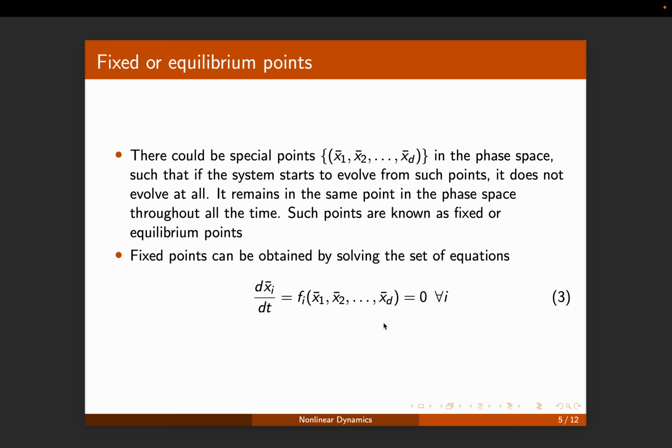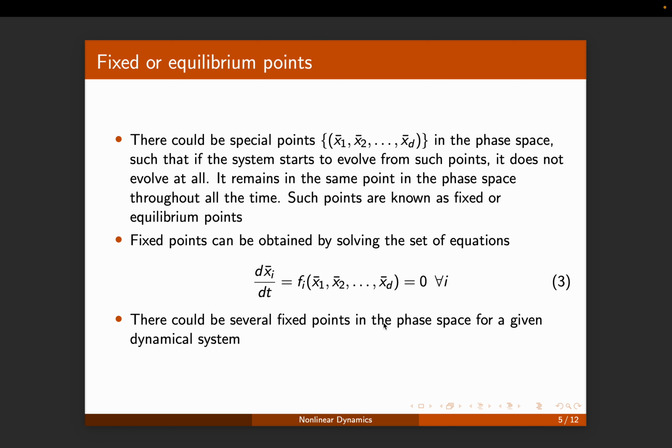Fixed points can be found by solving a set of equations. We equate all the dynamical equations to 0. This gives the fixed points, given in equation 3. There could be several fixed points in the phase space for a given dynamical system.